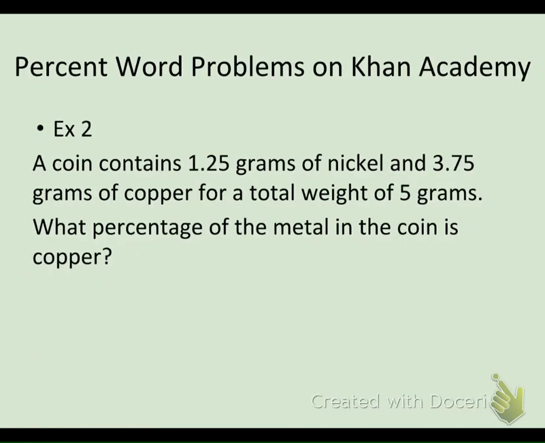Now, I'm going to tell you something. This one gives you some information that you don't need. You're going to have to be smart enough to determine what information is needed and what information is not needed. So example number 2 reads, a coin contains 1.25 grams of nickel and 3.75 grams of copper for a total weight of 5 grams. What percentage of the metal in the coin is copper?